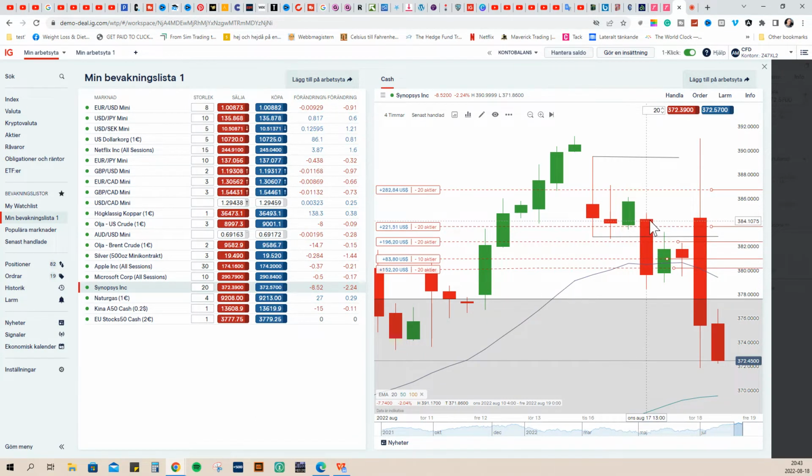And the third factor here that tells me that this was a bearish one is that this third candlestick bar closes below this mother bar here, this area, which means that you have a trade setup, short selling in the Synopsys Incorporated stock.